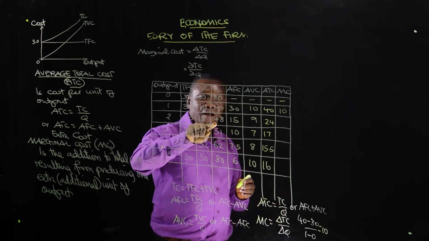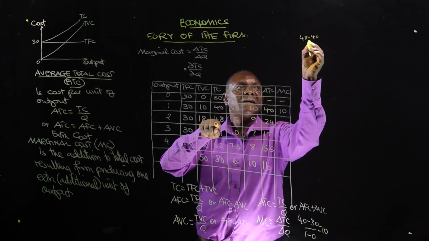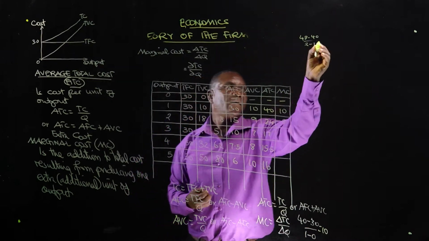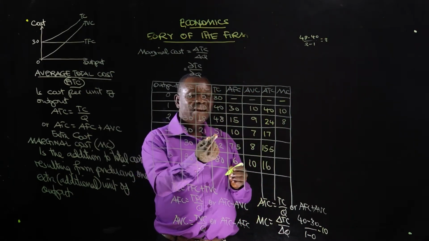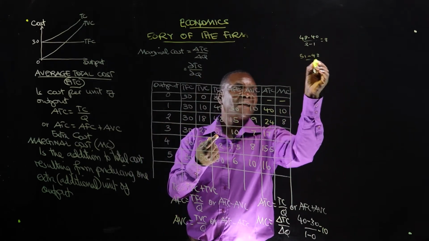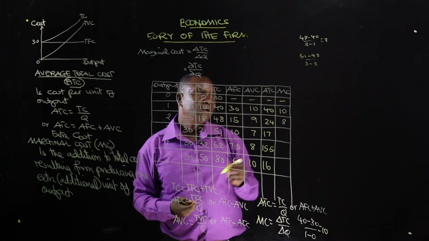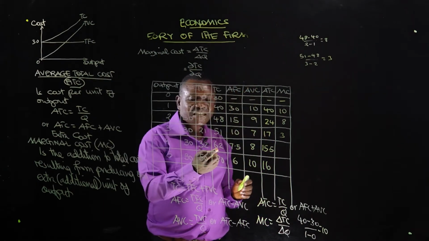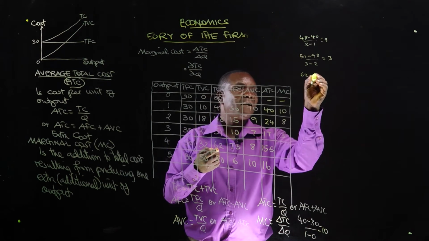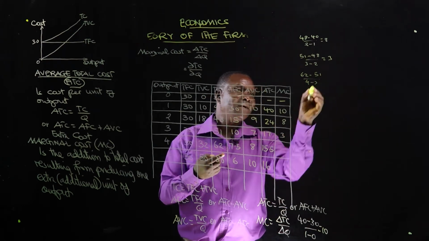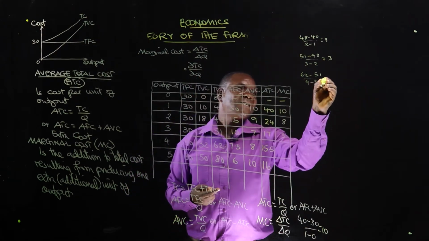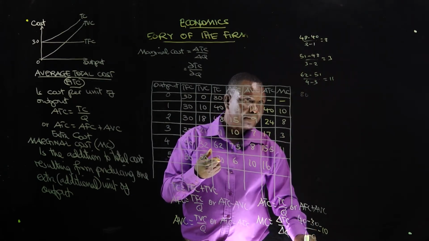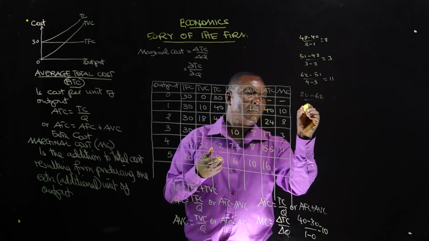For the second output, we have 48 minus 40 divided by 2 minus 1. We get the answer is 8. For the third level of output, we have 51 minus 48 divided by 3 minus 2. This is equal to 3. So marginal cost here is 3. Then we have 62 minus 51 divided by 4 minus 3. It is 11. So we write 11. Finally, it is 80 minus 62 divided by 5 minus 4.